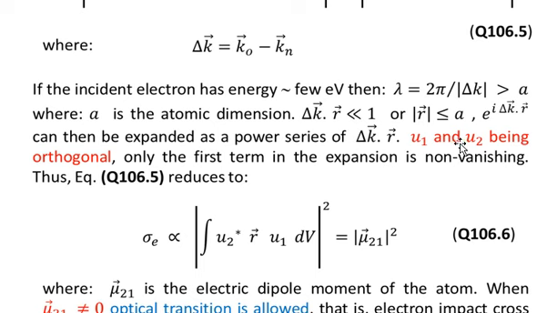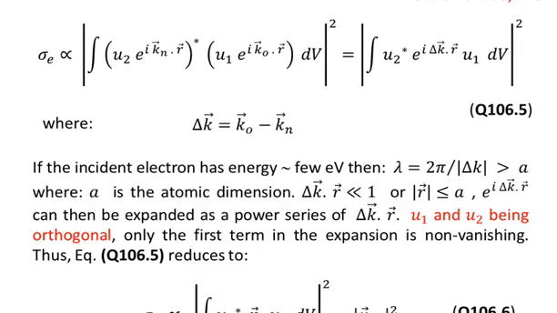And the orthogonality means that they are independent of each other, and their inner product is also equal to 0. So here we have u1 and u2 being orthogonal. We need to consider only the first term in the expansion which is non-zero. So the first term in the expansion is non-vanishing in this case when u1 and u2 are orthogonal. So if you expand e to the power iota k delta R, then you need to take only the first term of that one.